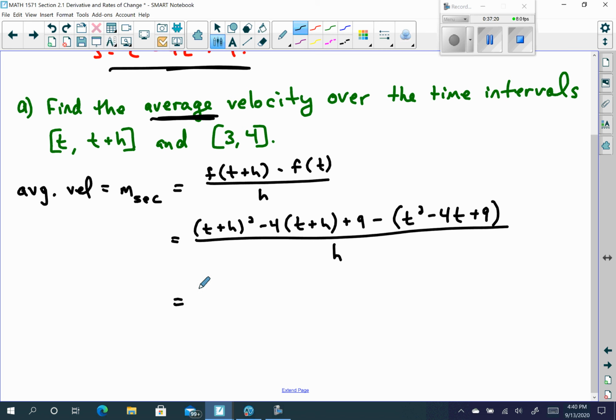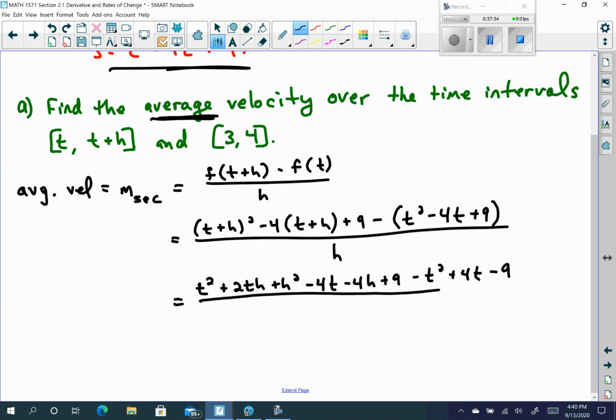So squaring the quantity t plus h, we're going to get t squared plus 2th plus h squared. Distribute the negative 4, so minus 4t minus 4h plus 9. Then we get a minus t squared plus 4t minus 9 all over h. Things should cancel here. So we've got, yes, t squares are gone, 4t's are gone, and 9's are gone. What remains we can divide by h. So now this just becomes 2t.